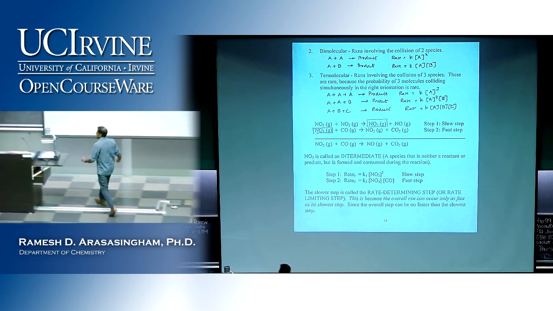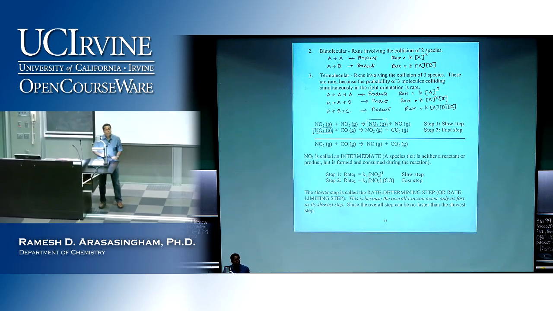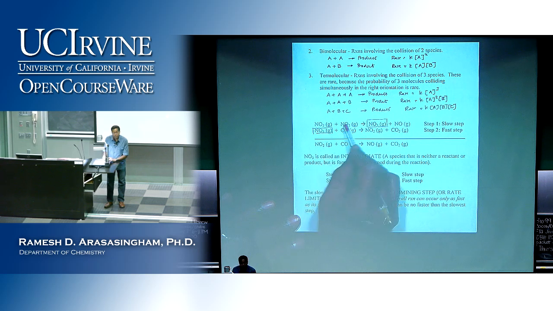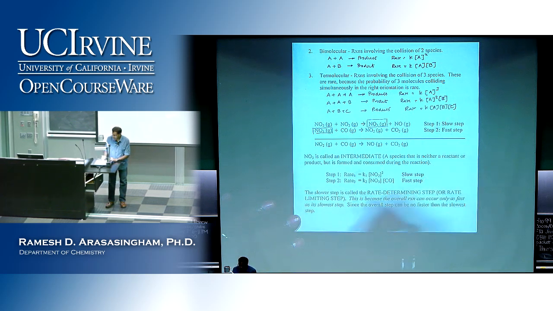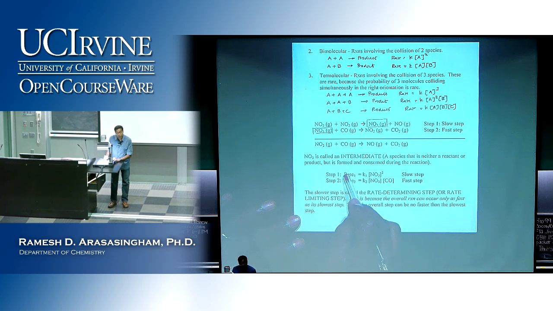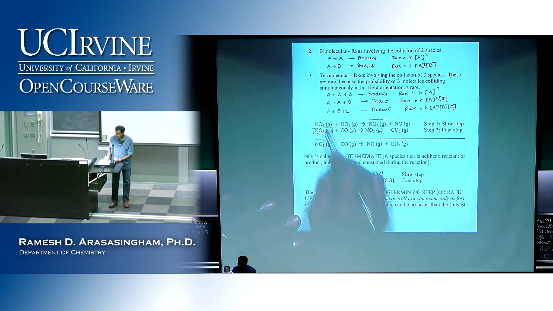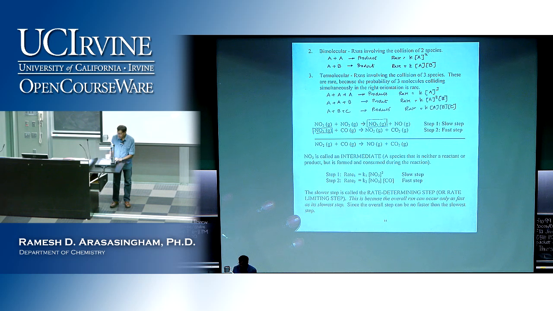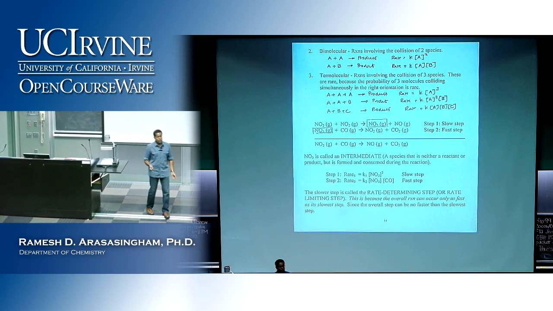So if I take this 2-step mechanism, and if I take the first step, which is bimolecular, and I write the rate law for that, the coefficient is 2. So for step 1, rate 1 would be k1, which is the rate constant for the first step, times NO2 raised to the power 2, because it's second order, it's bimolecular.